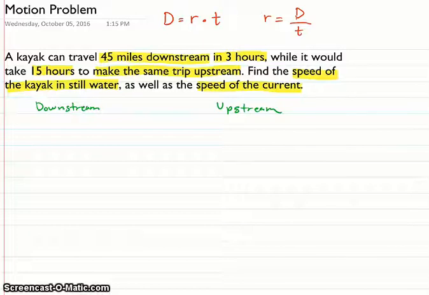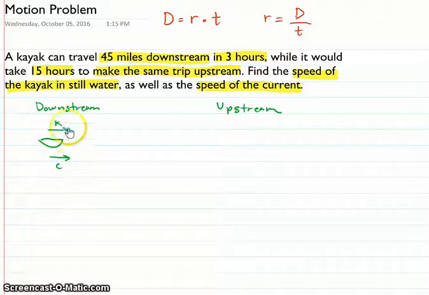While going downstream, here's the kayak. Its rate is this way. Let's call it K. So the speed of the kayak is going that way. And while it's going downstream, it's going with the current. Let's represent that with a C. So the speed of the kayak plus the speed of the current is the speed downstream. That's why it takes only 3 hours. And when it's going upstream, it takes a lot longer. It takes 15 hours. Let's see why that's true.